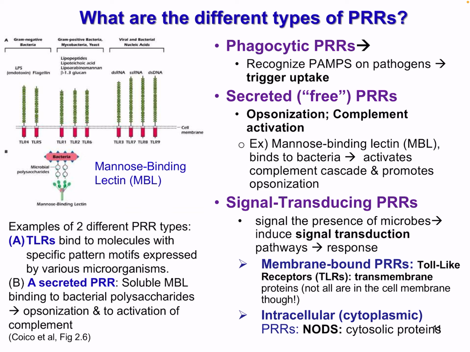So we have our different types of PRRs. First, we've got our phagocytic PRRs, which recognize PAMPs on pathogens and trigger uptake. We have our secreted or free PRRs, which are involved in opsonization and complement activation. These include MBL, mannose binding lectin, which can bind to bacteria, which activates the complement cascade in the lectin pathway and promotes opsonization. We have the signal transducing PRRs, which signal the presence of microbes and induce signal transduction pathways and cause a response.